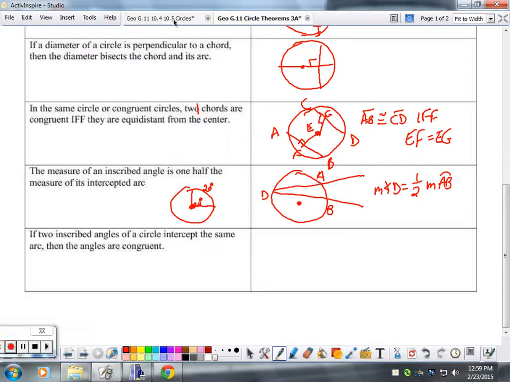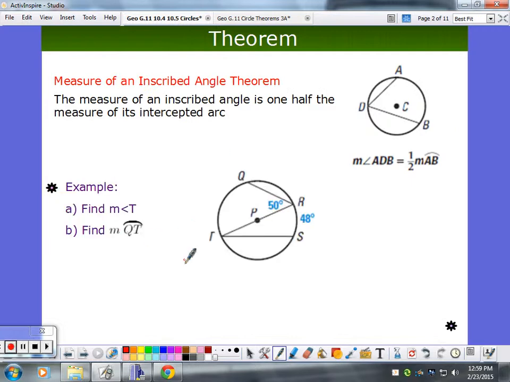Let's go back to what we got here, which is an example, the middle of page 1. I've got my circle P. I want to find the measure of angle T. So angle T is an inscribed angle. Let me find its intercepted arc. Its intercepted arc is 48. So what's the measure of angle T? Thomas? 24 degrees, because it's half your intercepted arc.